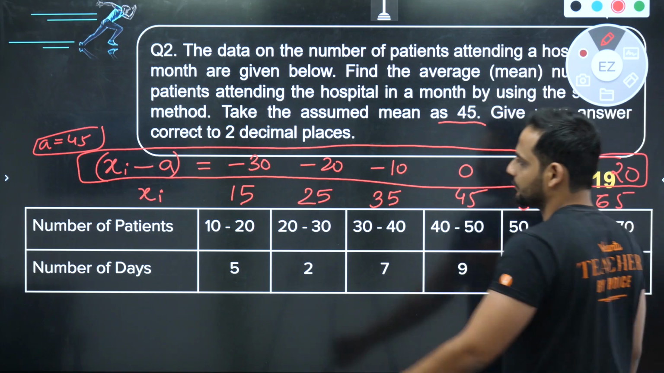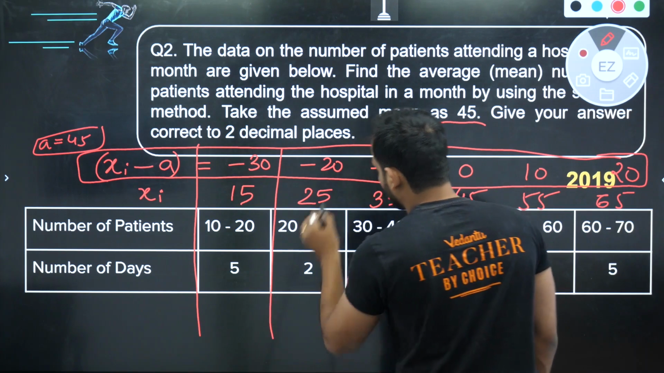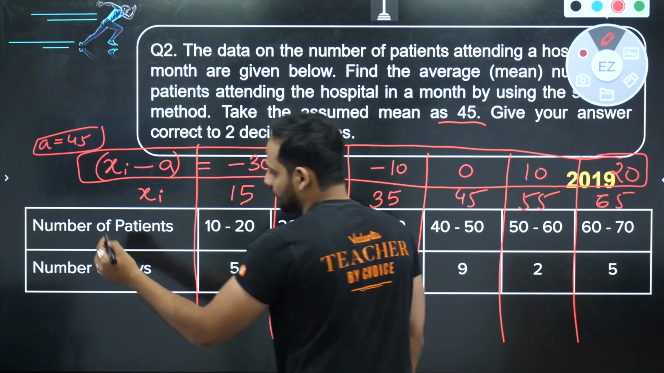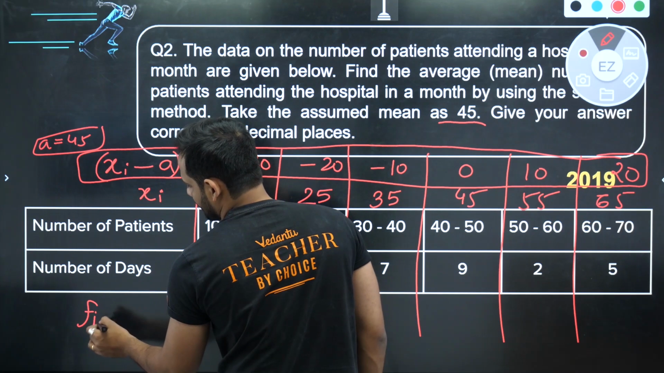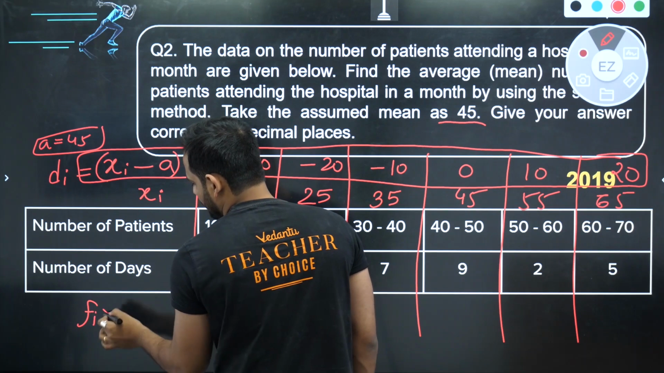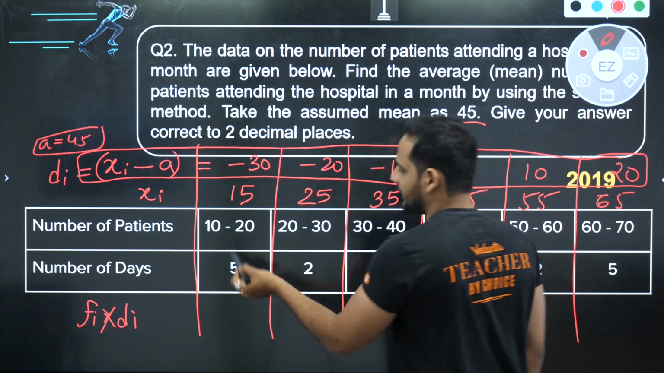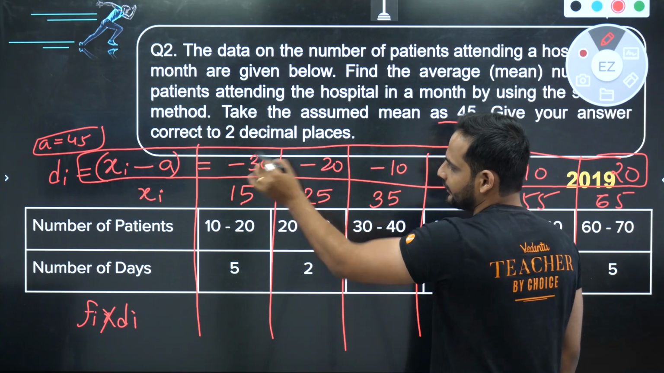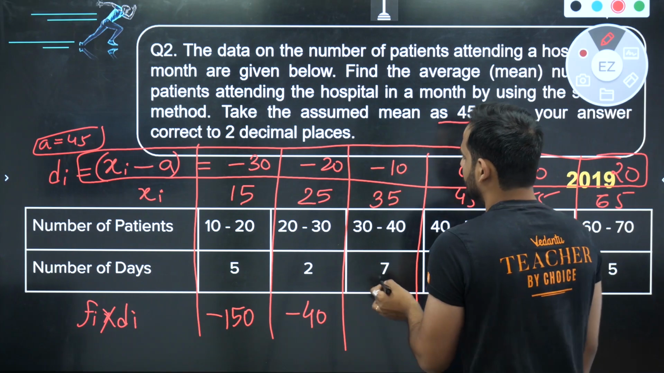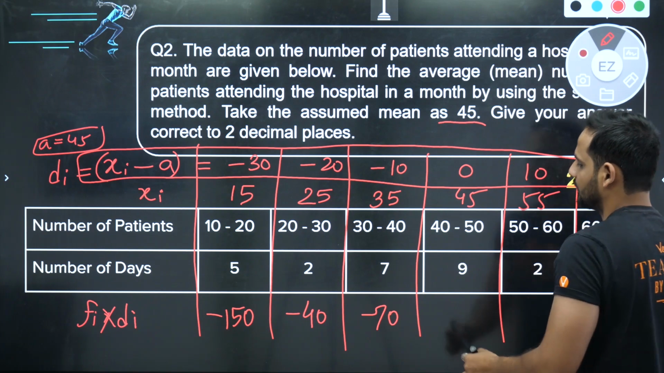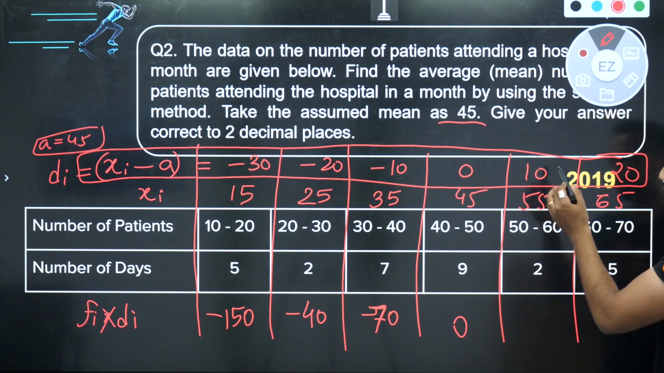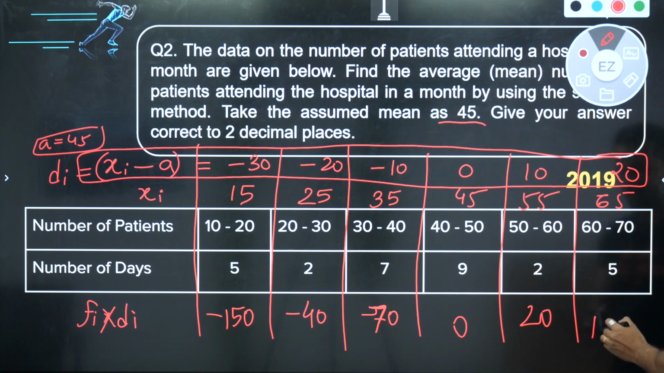Now these values of xi minus A, you should multiply with the frequencies. So you will now find the value of fi into xi minus A, which is also called di. So we will find the value of fi into di. So frequency with this xi minus A: 5 into minus 30 is minus 150. 2 into minus 20 is minus 40. 7 into minus 10 is minus 70. 0 into 9 is 0. 2 into 10 is 20. 5 into 20 is 100.